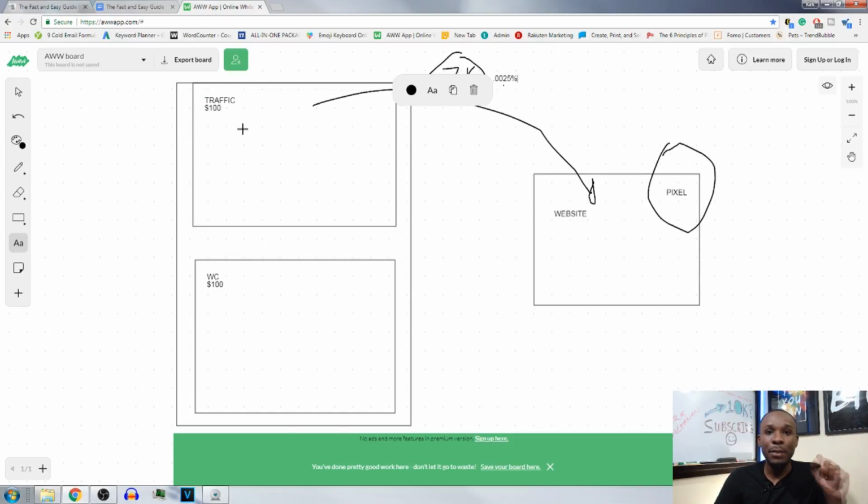So 0.25% of 3,000 visitors is 8, right? So that's what I'm going to be selling, 8 conversions. And let me make another assumption right here. Well, not really an assumption. This is based on my store.